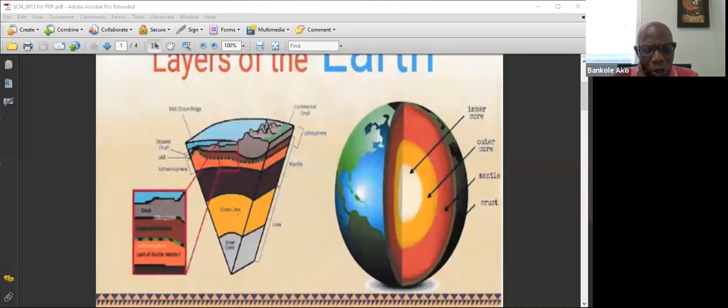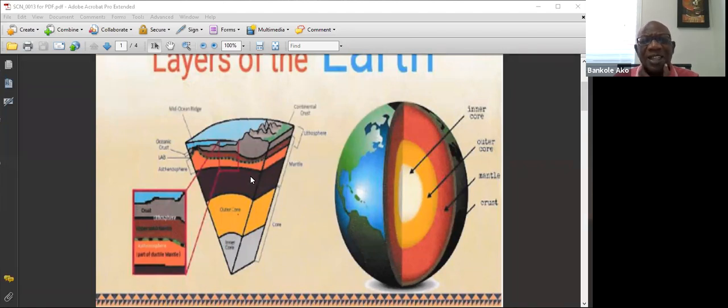The outer core is within 900 to 500 kilometers deep. It is followed by the mantle.